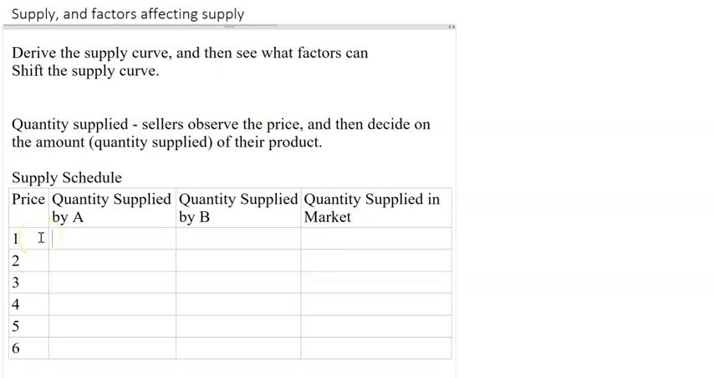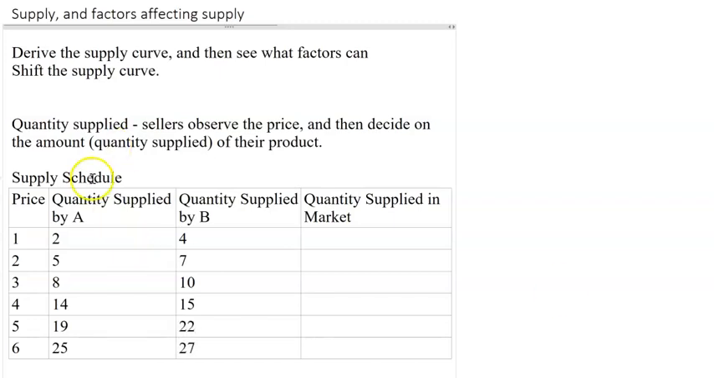So we ask at $1, what is the quantity that supplier A is willing to provide to the market? And supplier A may say 2. And then we say, okay, what if the price is $2? Supplier A may say 5. And then at $3, they may supply 8. At $4, it may be 14. At $5, it may be 19. And at $6, it may be 25. The same questions we ask to B, and B may supply 4, 7, 10, 15, 22, and 27.